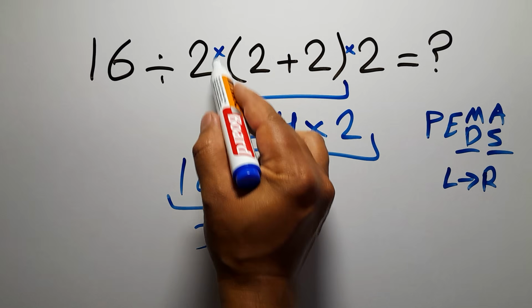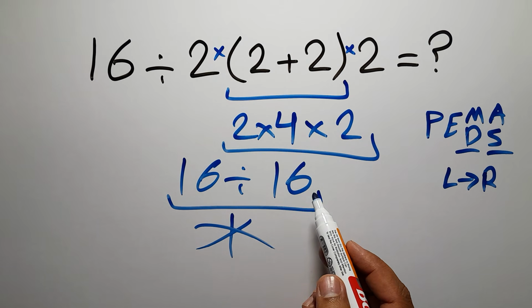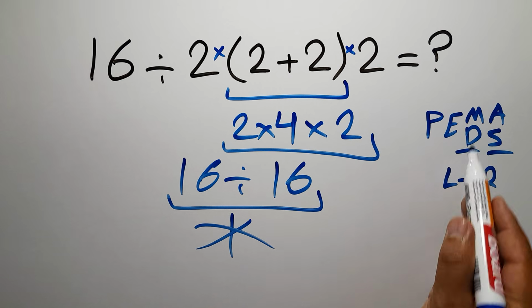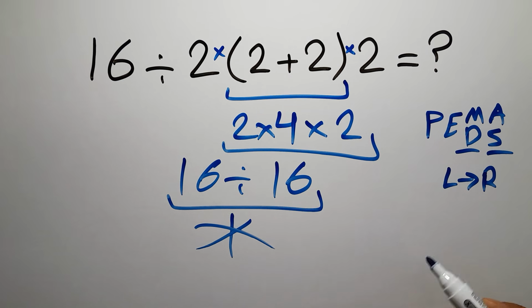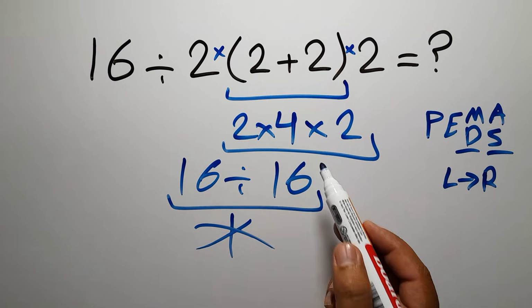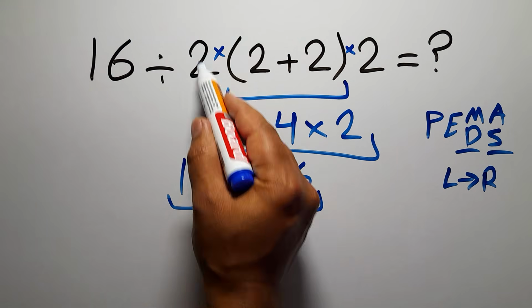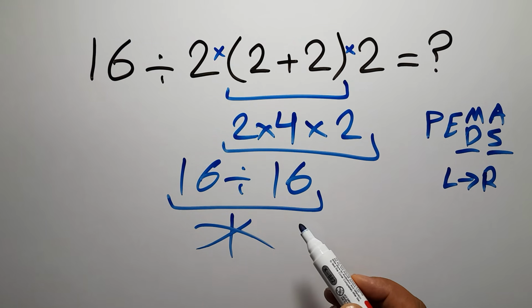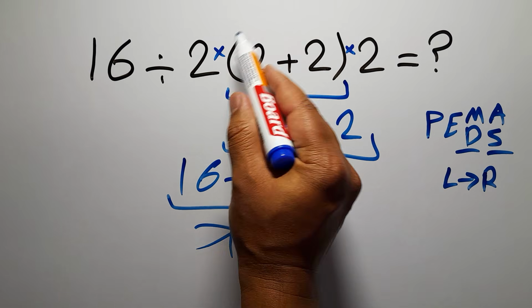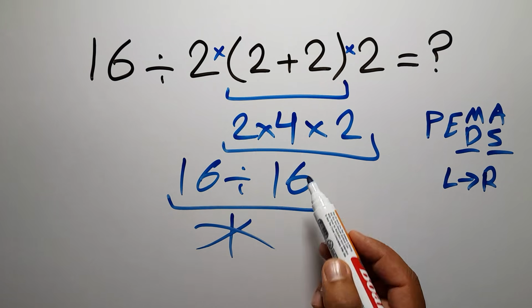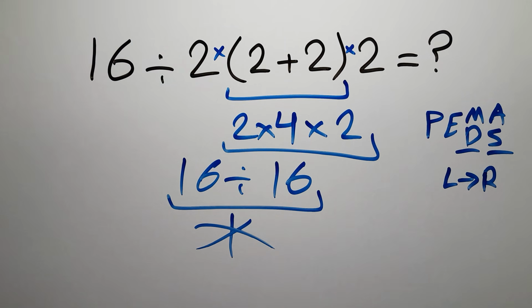Okay, so after this parentheses, first we have to do this division, because multiplication and division have equal priority, and we have to work from left to right. So first this parentheses, then this division, then this multiplication, and finally this multiplication.